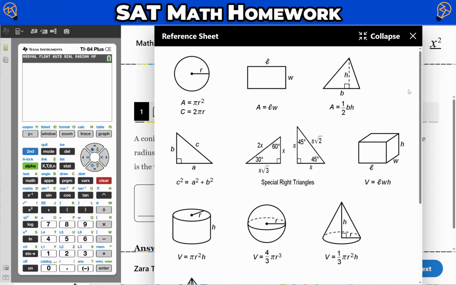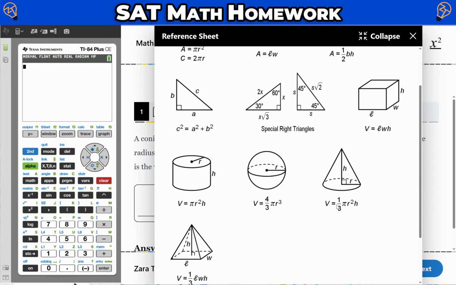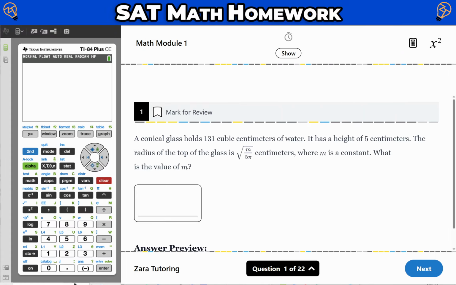So let's go to our reference document and we'll see that for a cone, the volume is 1/3 pi r squared h. So let's go ahead and write that out. And then we're going to go ahead and plug in everything that we currently know. We know the height is 5 centimeters. We want to pay close attention to the fact that everything is fortunately in centimeters or cubic centimeters, so we don't need to convert anything.